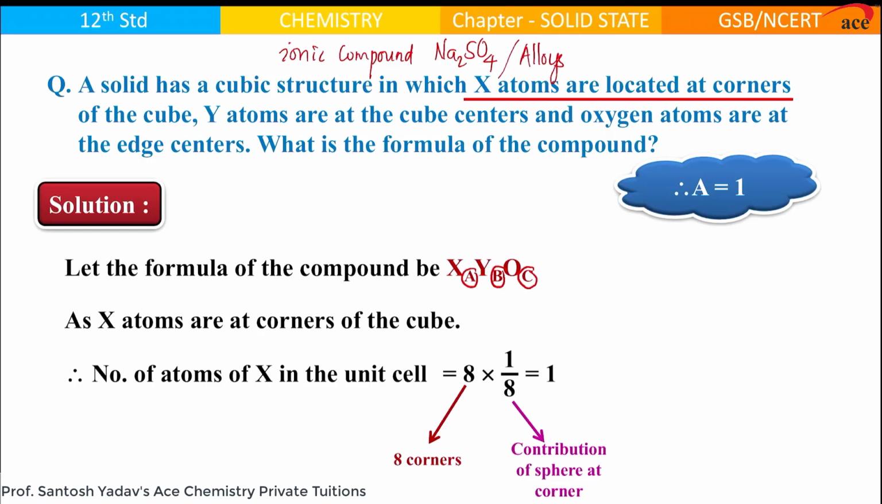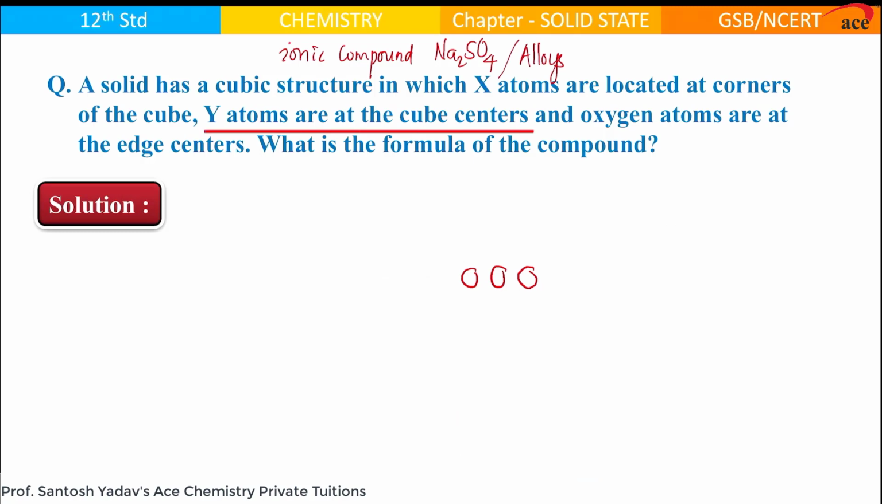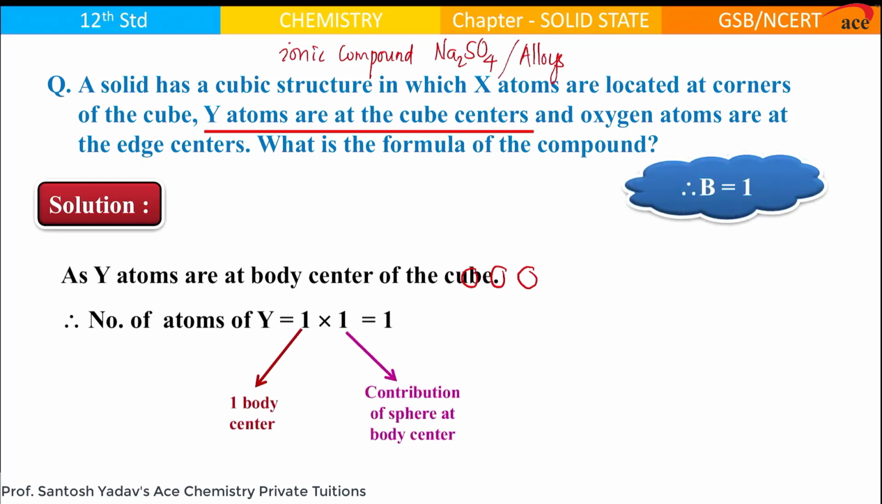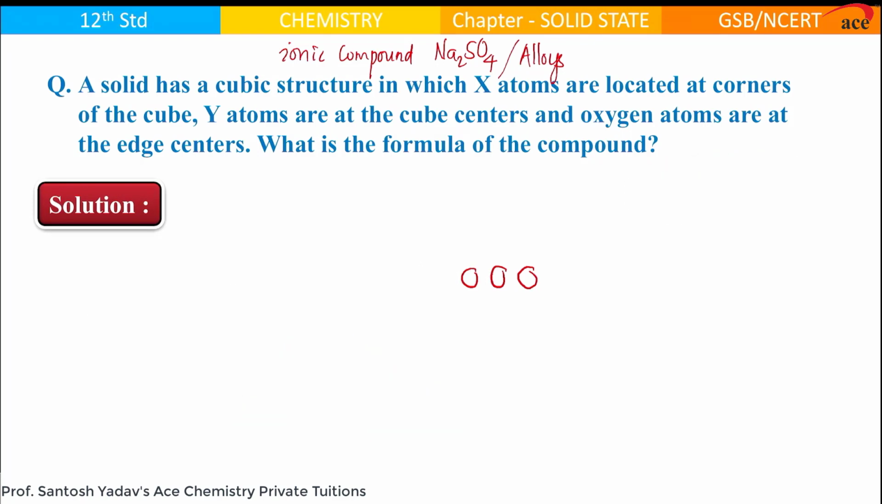Where are Y atoms present? Cube centers. How many cube centers are present? The number of cube centers is 1, and the contribution is 1, therefore the value of B is 1.